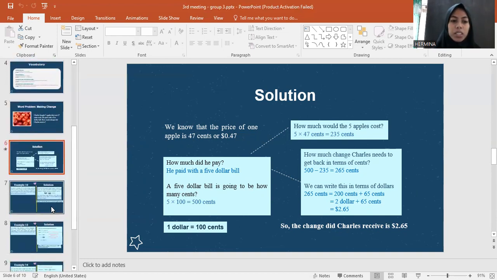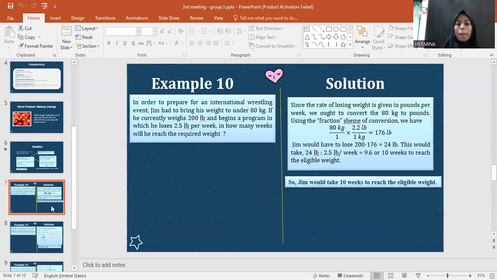Next, example number 10. The question is, in order to prepare for an international wrestling event, Jim had to bring his weight to under 80 kilograms. If he currently weighs 200 pounds and begins a program in which he loses 2.5 pounds per week, in how many weeks will he reach the required weight?